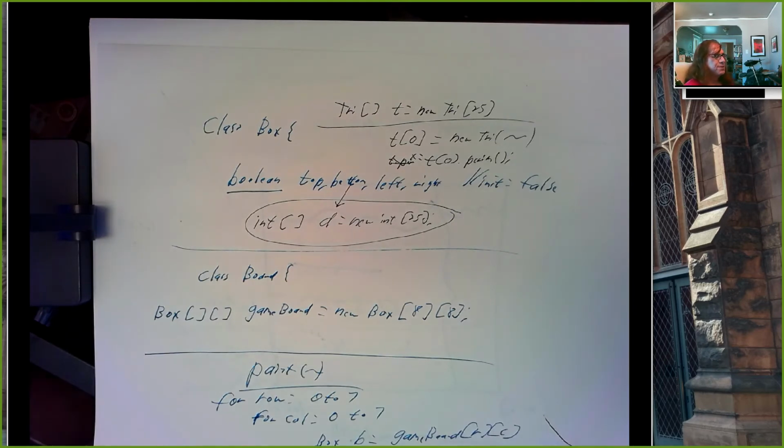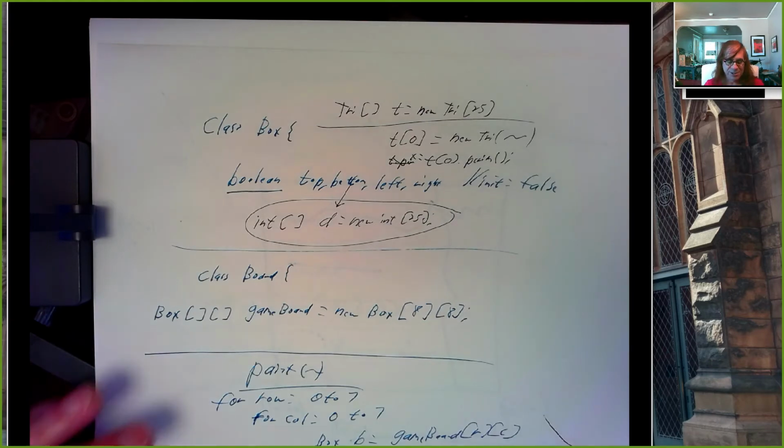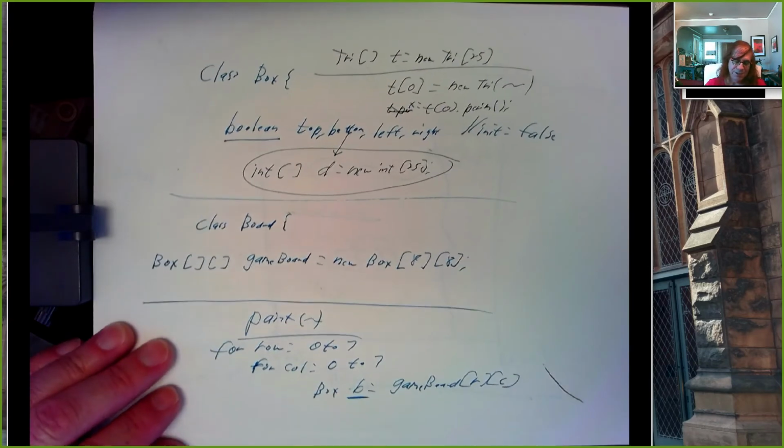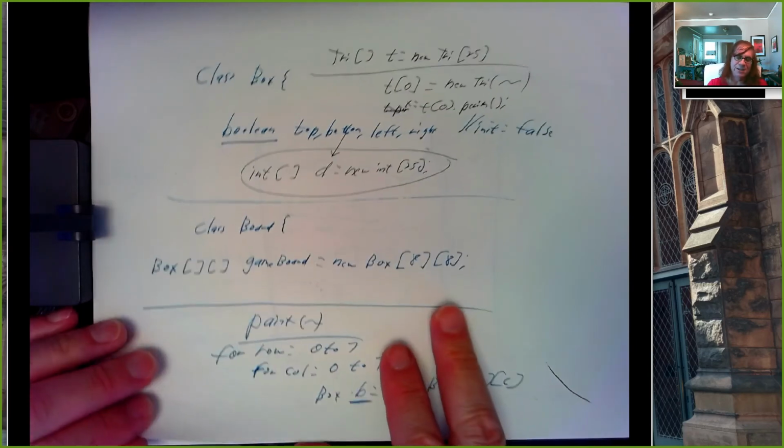Side question for PA4, since we have to make an array of boxes, would it be bad practice to use a for loop in the constructor to allocate memory for each box? No, that's a good way to do that, actually. So you need to create 64 boxes, so yeah, that's exactly what I would do.